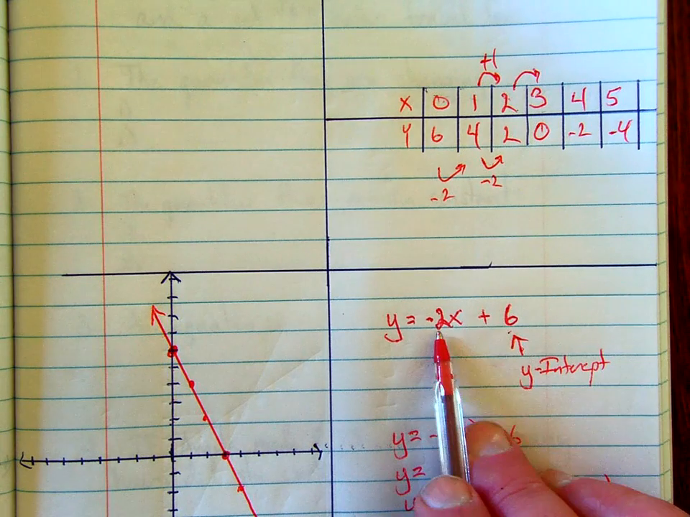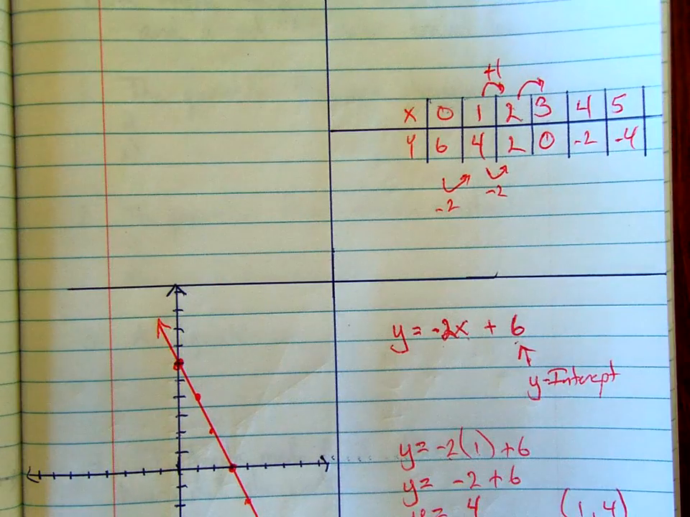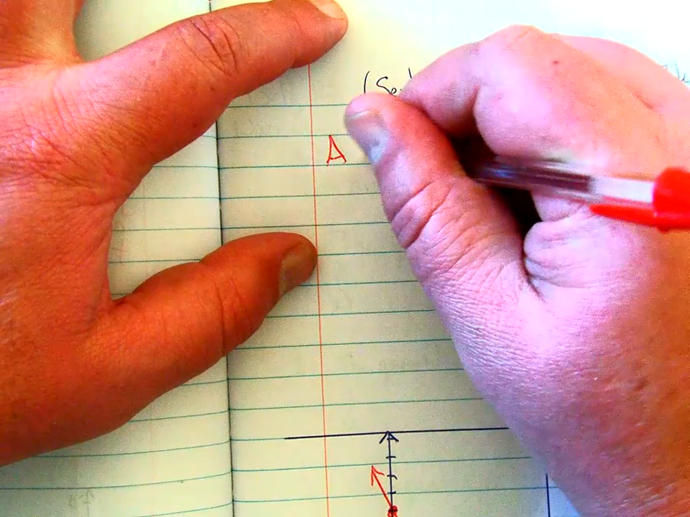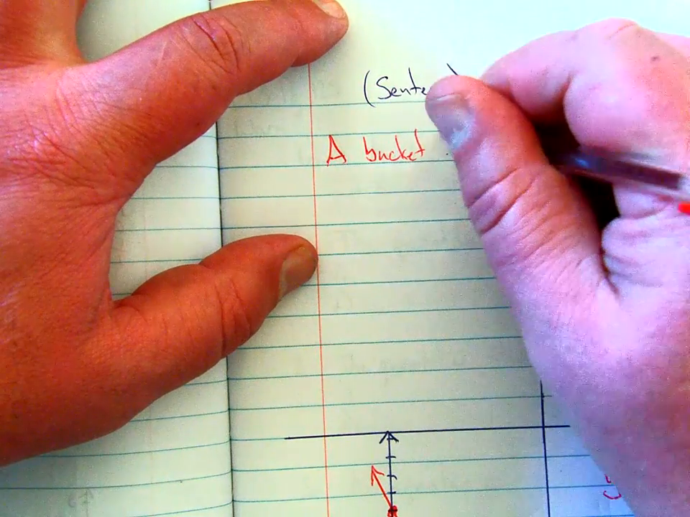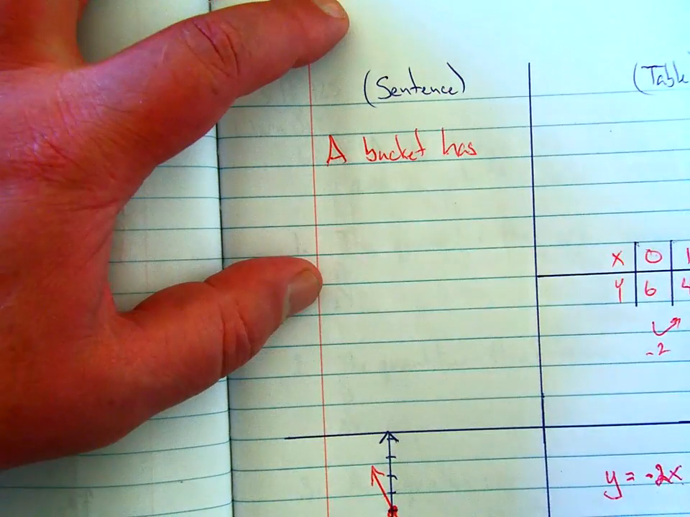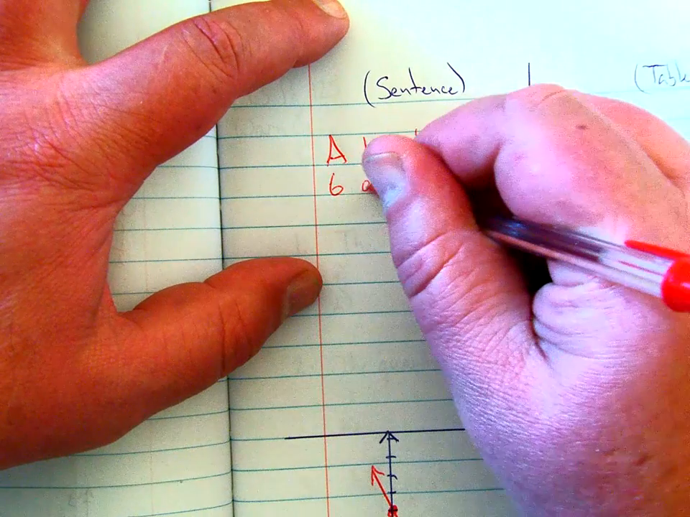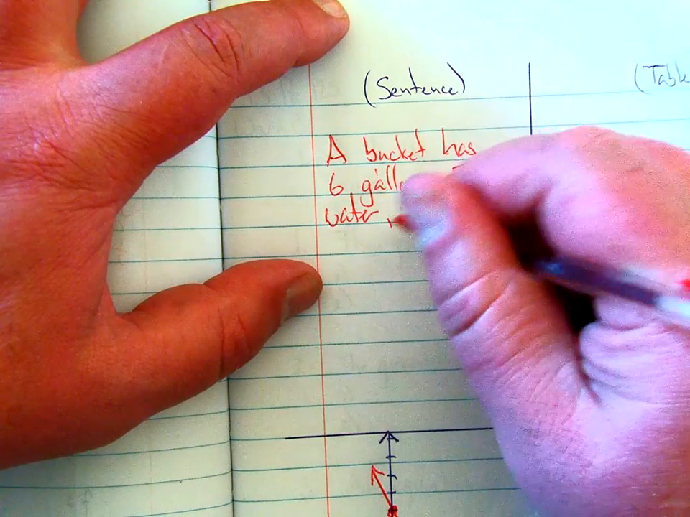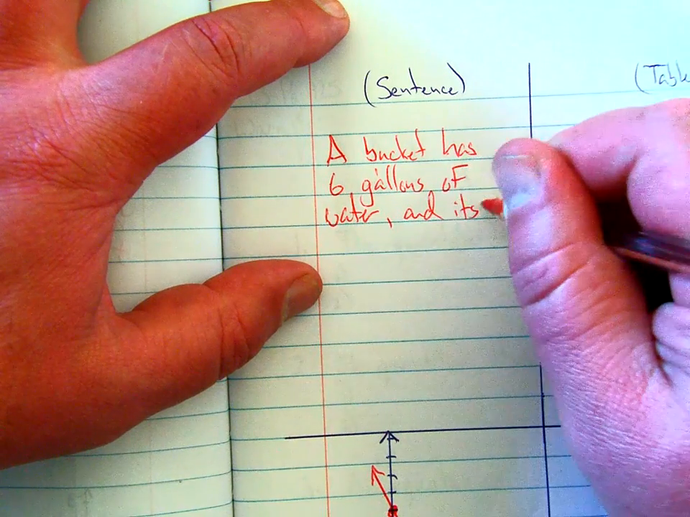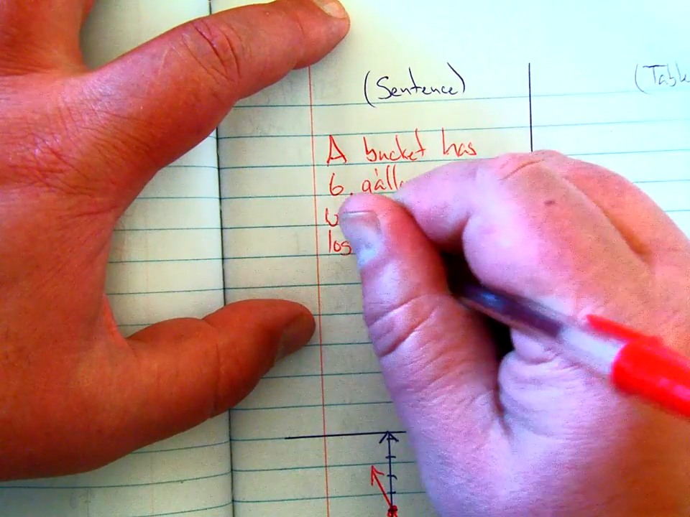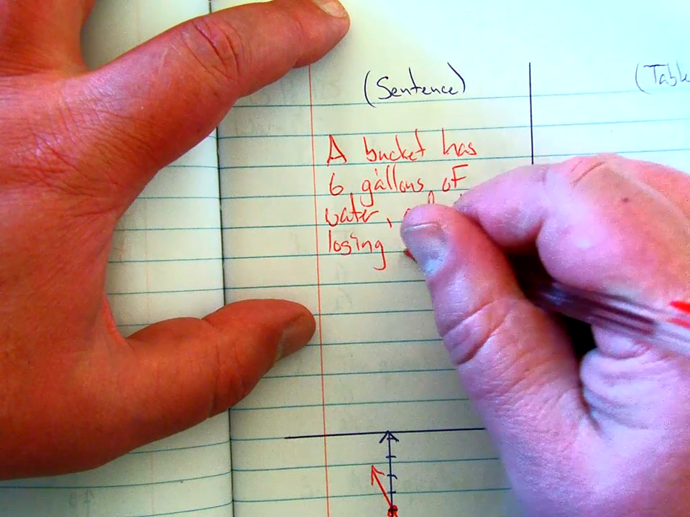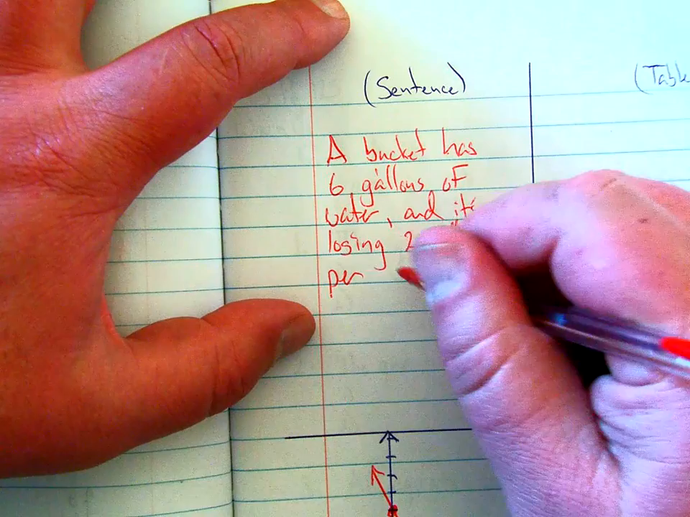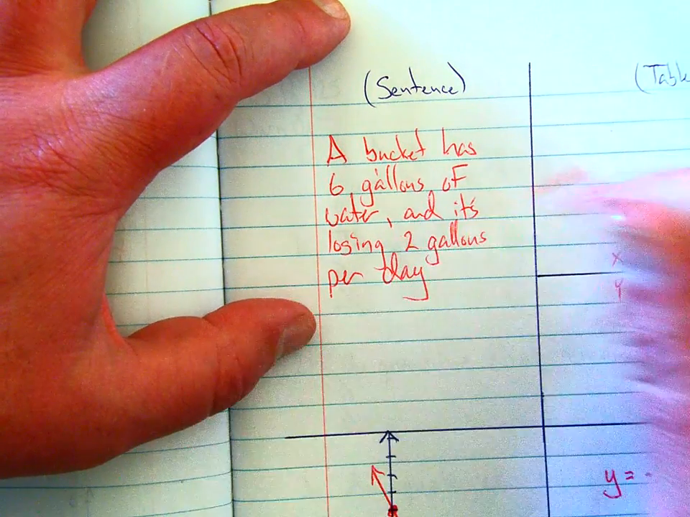I'm going to think of a bucket with water in it. A bucket has 6 gallons of water, and it's losing 2 gallons per some unit of time, per hour, per week, per day. I'm going to go per day. It's only 3 letters. It's faster to write. Per day. So a bucket has 6 gallons of water, and it's losing 2 gallons per day.